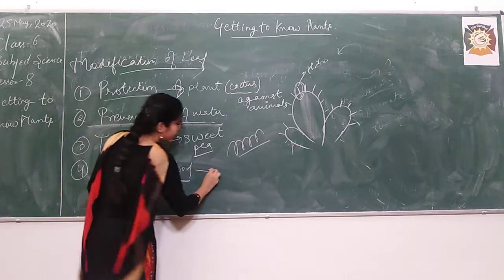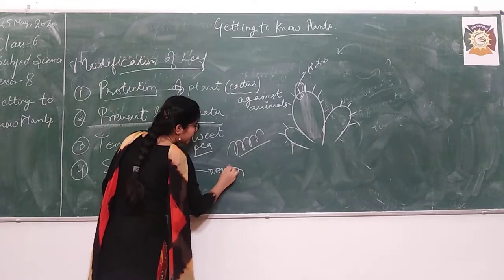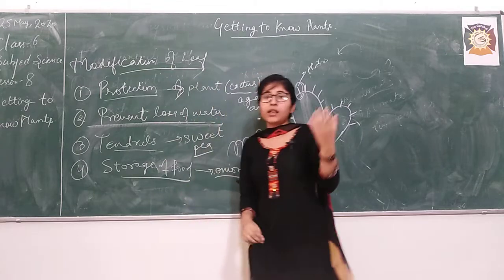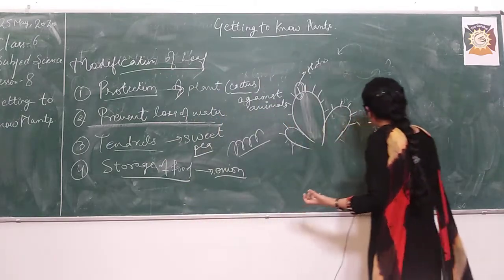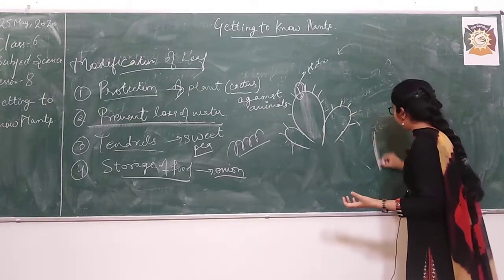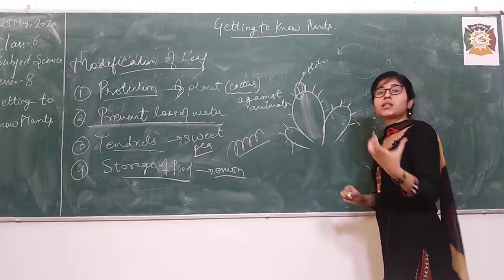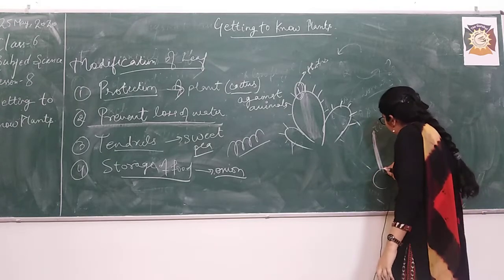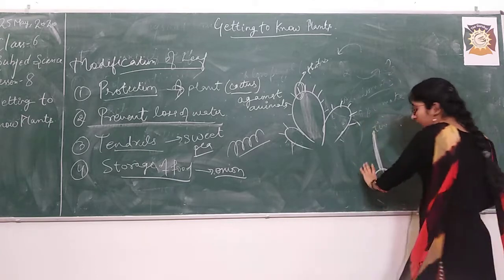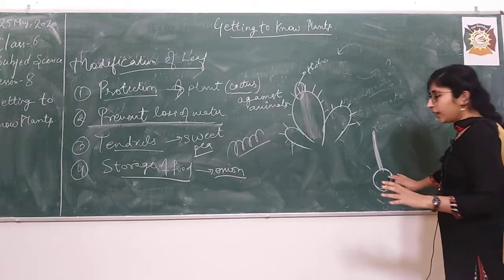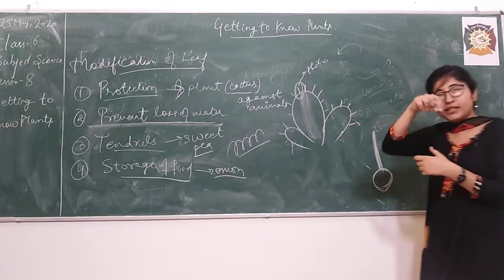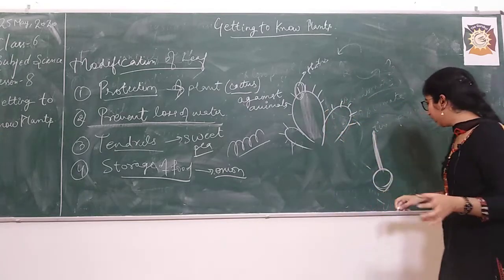Now the example of it is onion. See students, in onion we have seen that there are underground stems, right? If you have seen the onion, you must have seen that sometimes there is a stem. There is this underground stem and there it is a bulb-like shape, right? So this bulb-like shape, the onion we eat, it is like this. It has leaves over it. Like when we peel it, we see that there are many layers on the onion.